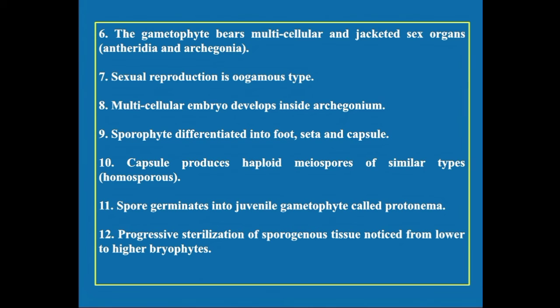Spore germinates into juvenile gametophyte called protonema. Means after the dispersal, these spores again give rise to the gametophyte. Gametophytic plant body again produces the sporophytic plant body, which again produces the gametophyte.